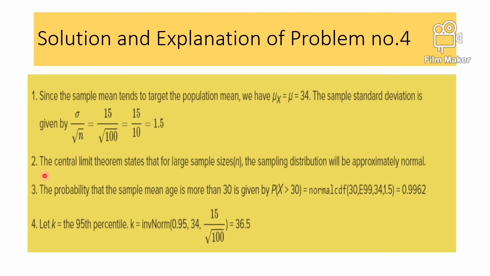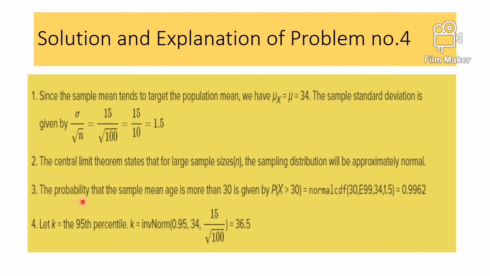Take note, number 2, the central limit theorem states that for a large sample size n, the sampling distribution will be approximately normal, because the sample size n is greater than or equal to 30, and our n is 100.